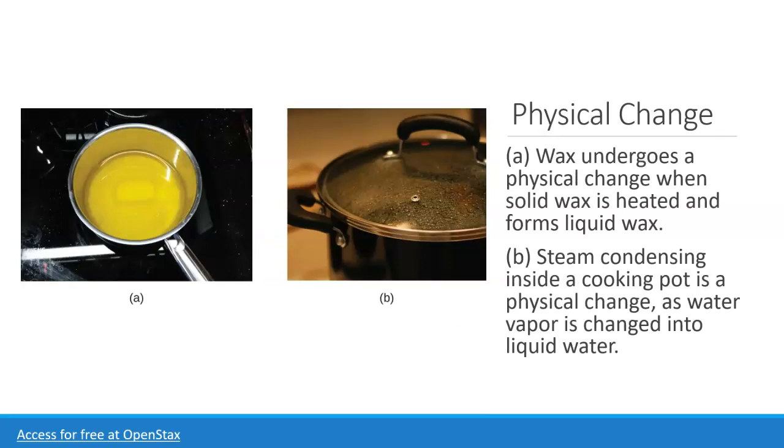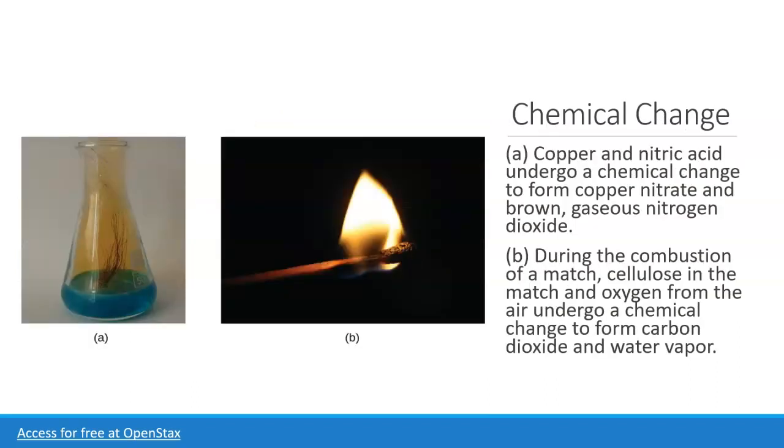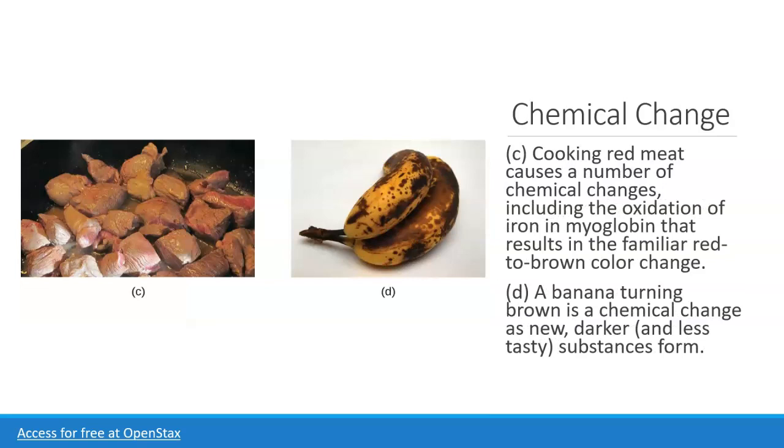So again, you'll just see some examples here in the pictures. Wax that's being melted from a solid to a liquid, or steam that condenses on your cooking pots. Those are going to be physical. Some chemical changes, of course, thinking of a reaction that's happening in a flask in a chemistry lab, like copper and nitric acid. Those are examples of chemical changes, as well as your combustion and your cooking or rotting food.